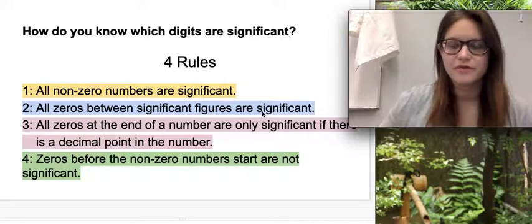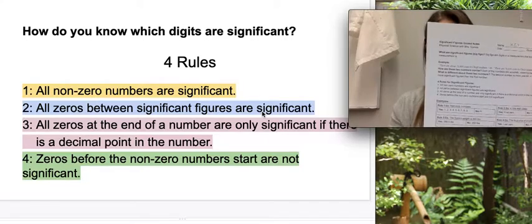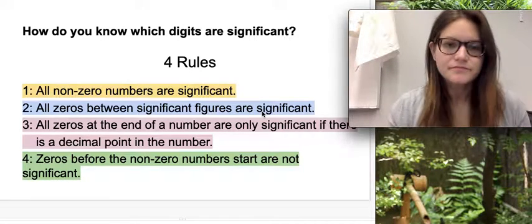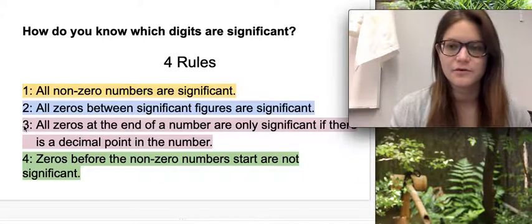This is part 2 of your notes on significant figures. Please continue working on this significant figures guided note sheet. So we did rules 1 and 2 in the first video, and now we're going to focus on rules 3 and 4.